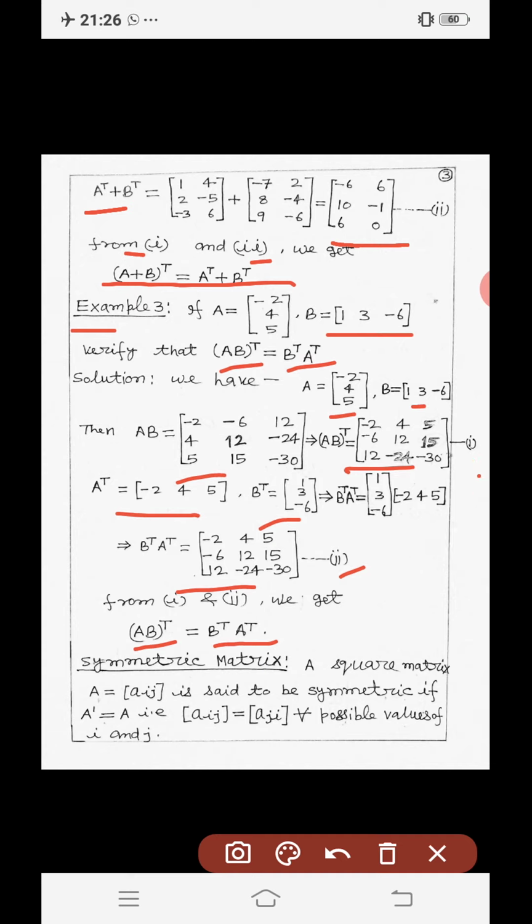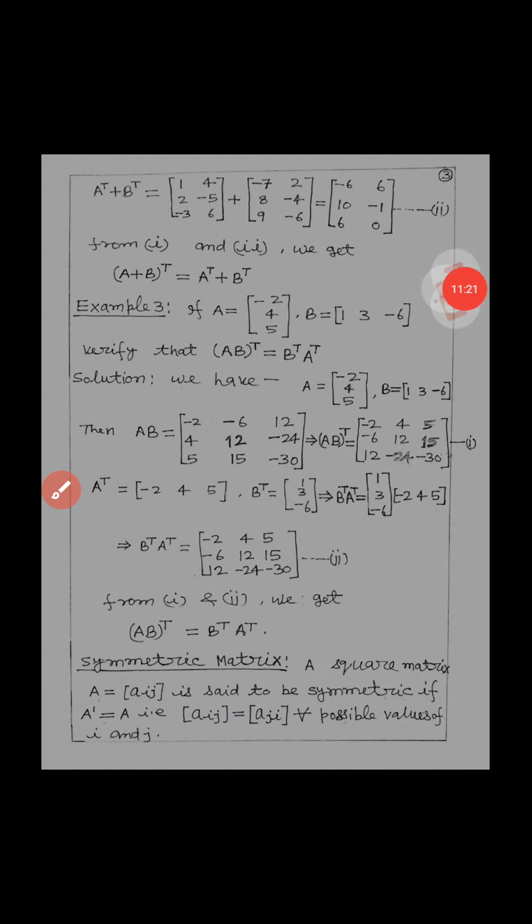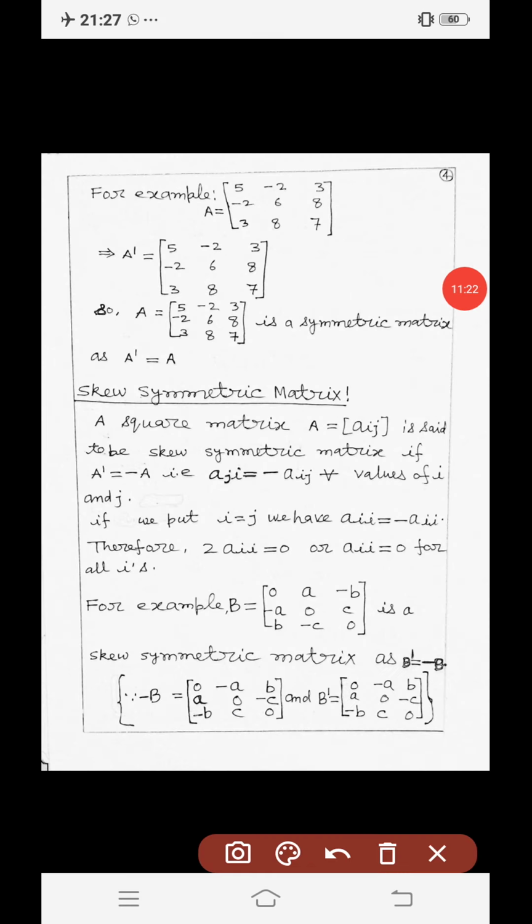Now we will discuss symmetric matrix. A square matrix A equal to [aij] is said to be symmetric if A transpose is equal to A. That is, aij is equal to aji for all possible values of i and j. Dear students, the entries of a symmetric matrix are symmetric with respect to the main diagonal.